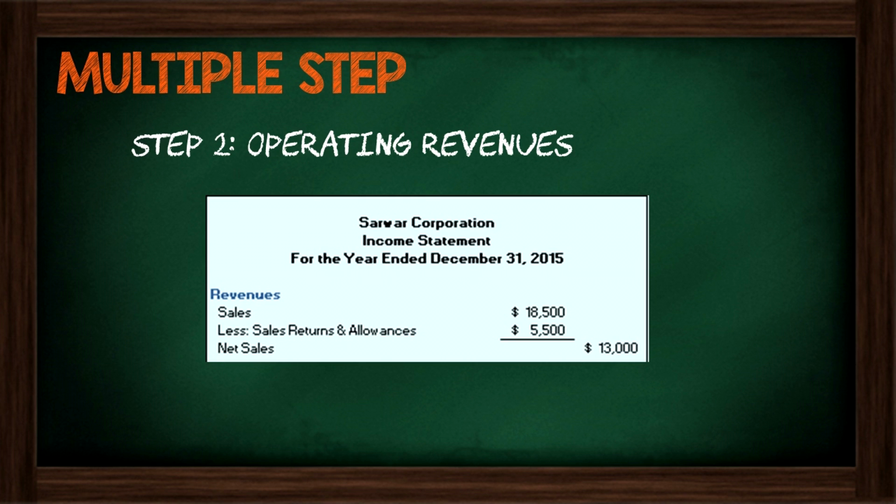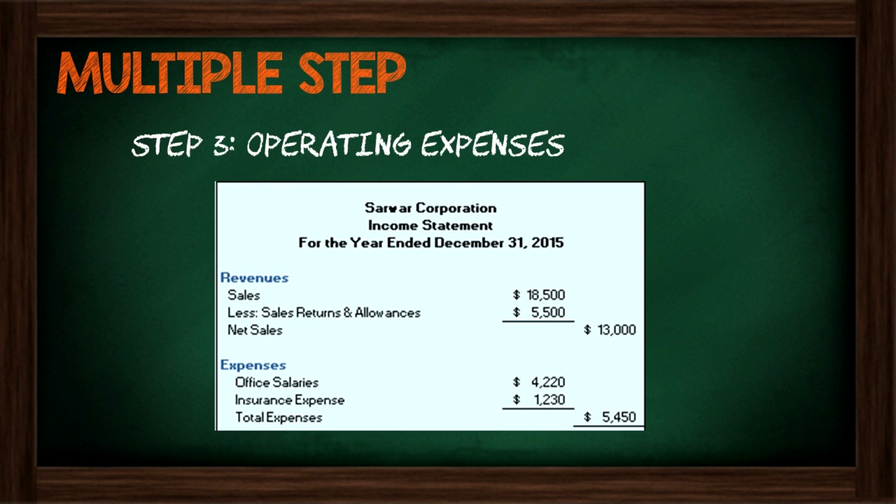However, on this statement, we actually calculate net sales right on the statement. So we include our sales account here of $18,500 and subtract our sales returns and allowances of $5,500 to arrive at our net sales of $13,000. Now, of course, remember, net sales is an operating revenue simply because it's a kind of revenue that we incur on a day-to-day basis. The next step is going to be our expenses.